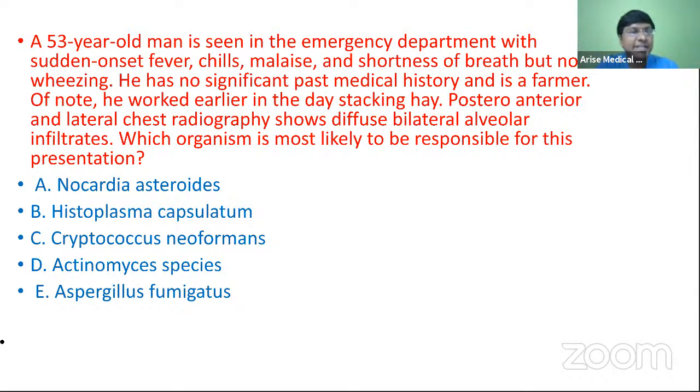A 53-year-old man is seen in the emergency department with sudden onset fever, chills, malaise, shortness of breath, but no wheezing. He has no significant past medical history and is a farmer. Of note, he worked earlier in the day stacking hay. Posteroanterior and lateral chest radiograph shows diffuse bilateral alveolar infiltrates. Which organism is most likely to be responsible for the presentation? Nocardia, Histoplasmosis, Cryptococcus neoformans, Actinomyces species, Aspergillus fumigatus. Any one of you?